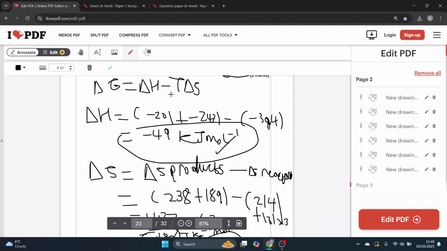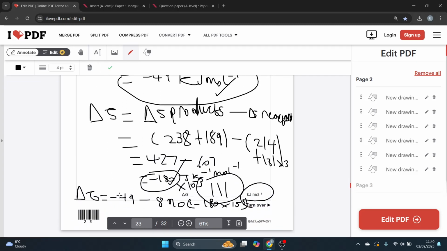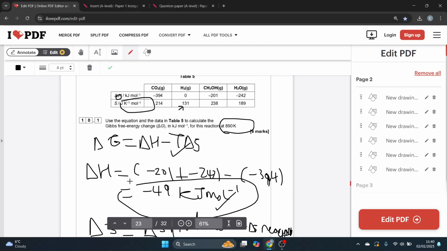Delta G is delta H minus T delta S. Substitute into the equation, but remember, delta S needs to be in kilojoules, so I need to divide by 1000, and then I get my final answer as 111 kilojoules mole to the power minus 1.